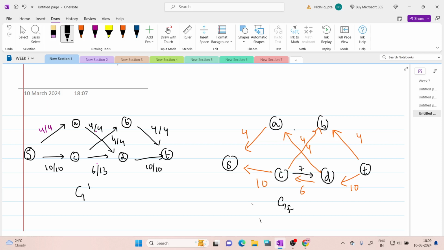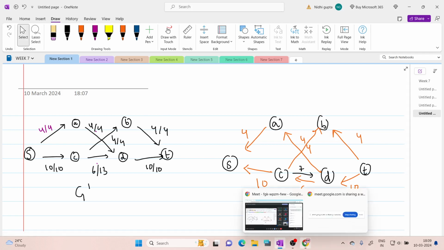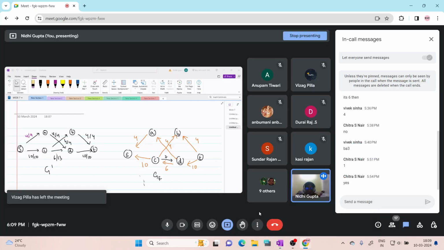So this GF cannot have a residual path. Sorry, this GF cannot have an augmenting path. And if this has no augmenting path, then the flow is maximum. So is it clear to everyone why this flow is maximum? Yes, ma'am. Okay.